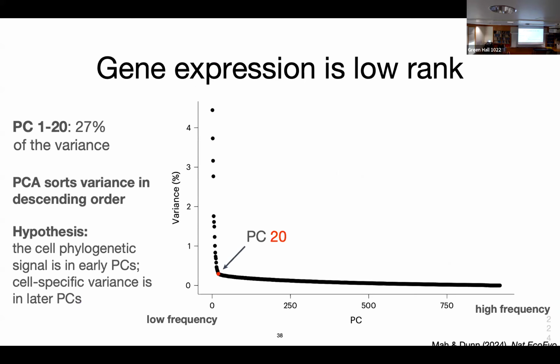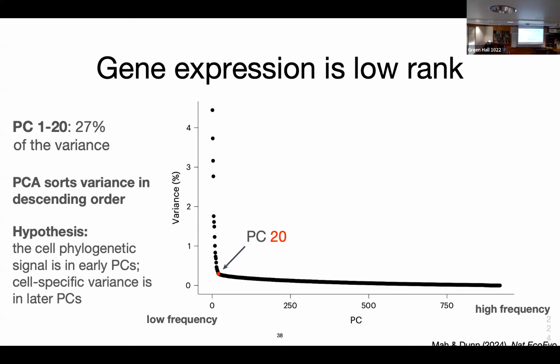So here's a plot of the amount of variance described per principal component. And the first thing we notice is that the data is very low rank. You can see that 27% of the variance is described by just the first 20 PCs. There's an additional property of PCA. PCA sorts variance hierarchically in descending order. So the earlier principal components describe broad, low-frequency signal, whereas the later principal components describe fine, high-frequency signal.